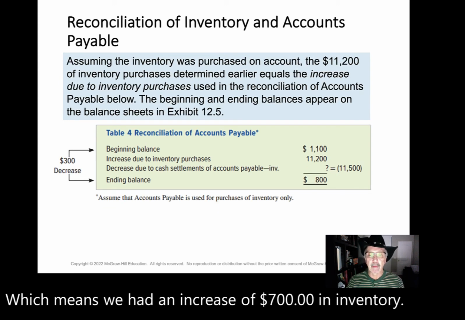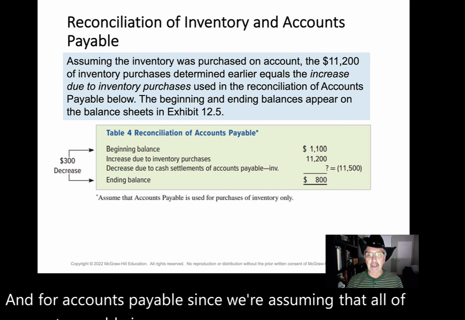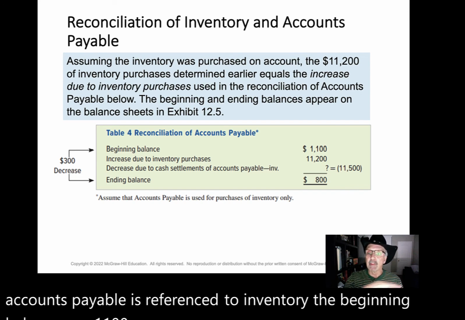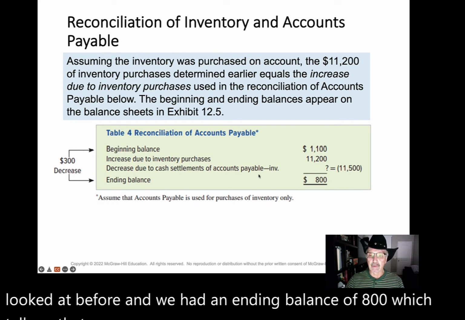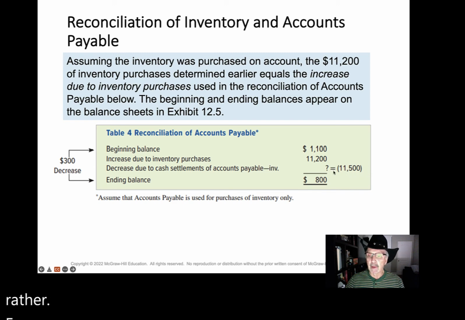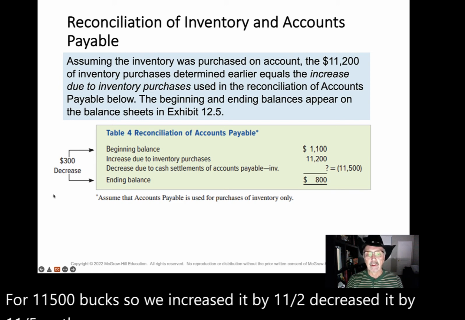And for accounts payable, since we're assuming that all of accounts payable is referenced to inventory, the beginning balance was $1,100. We bought $11,200 more. That's what we looked at before. And we had an ending balance of $800, which tells us that we settled accounts payable, rather, for $11,500. So we increased it by 11.2, decreased it by 11.5, so there was a net decrease of $300 in accounts payable.